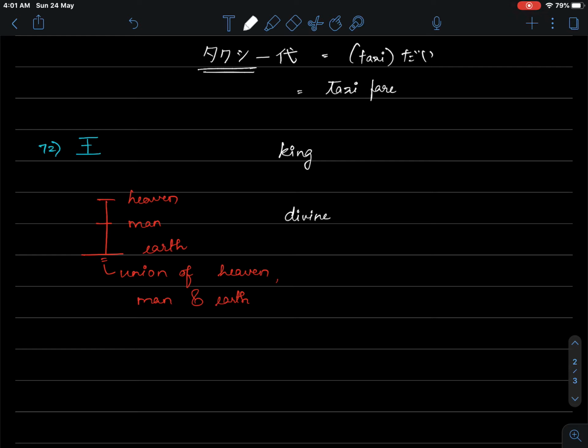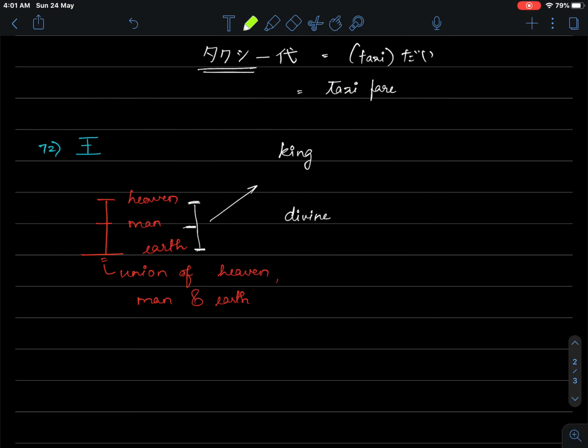Okay, so a member of the heaven who takes the form of a man who rules over the earth, and all these three are connected. Okay, which is where you get the meaning king. You can try and remember it like that.